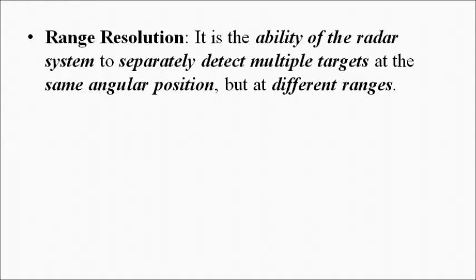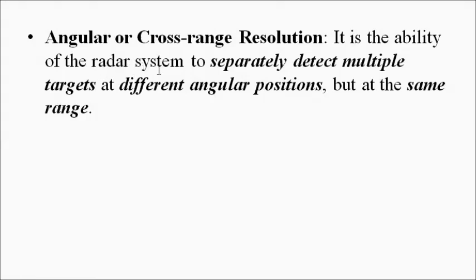Then we have angular or cross range resolution. It is just the opposite of range resolution. In this case, both the targets are at the same range but at different angular positions. They can be at different elevation angles or azimuthal angles, but they are at the same distance away from the radar. In that case, the resolution which comes into play is called angular or cross range resolution.